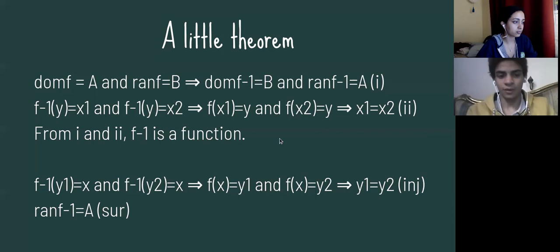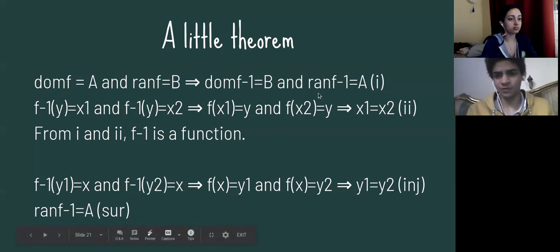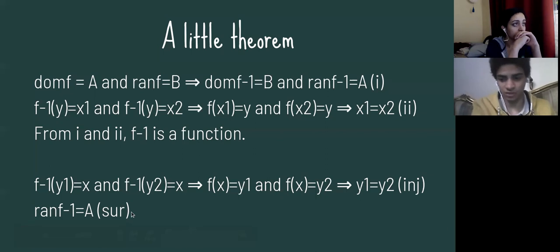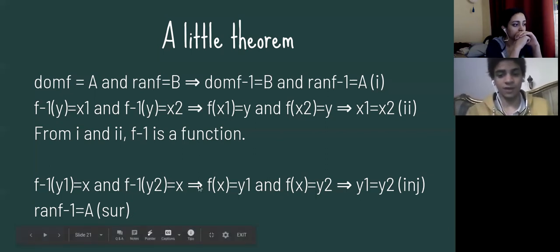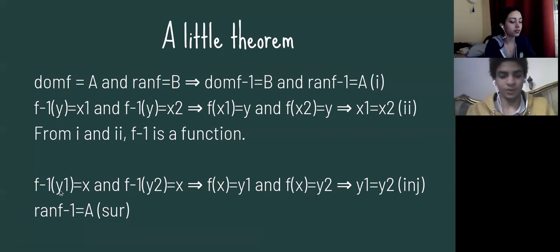Now, we want to prove that this function is actually a bijective function also. So first, for surjectivity, it's already proven above that the range of f inverse equals A. So that makes it surjective, not just a subclass of A, it's actually equivalent to A. Now for the injectivity, so I'm going to say f inverse of y1 equals x, f inverse of y2 equals x. I want to prove then that y1 equals y2.